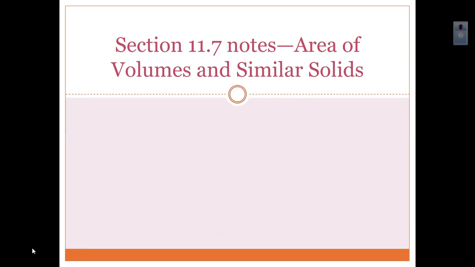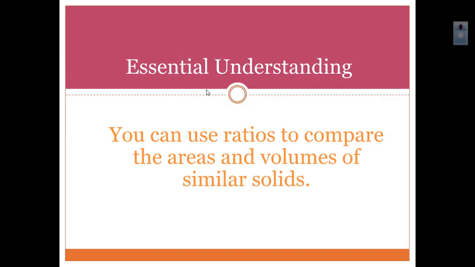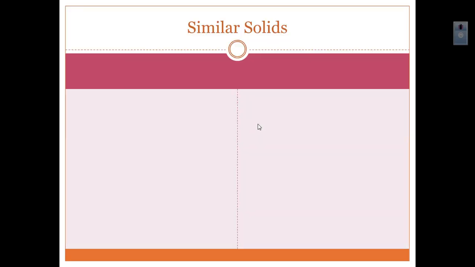All right, let's take a look at lesson 11.7, area of volume and similar solids. This lesson closely resembles lesson 10.4, where we looked at perimeter and area of similar figures. So, first of all, you can use the ratios to compare the areas of volumes of similar solids.